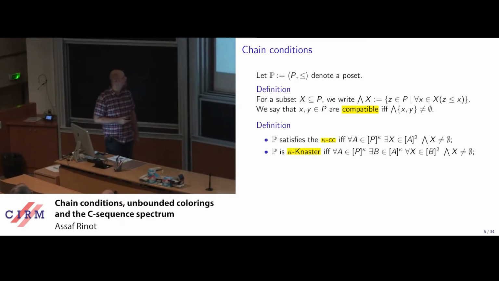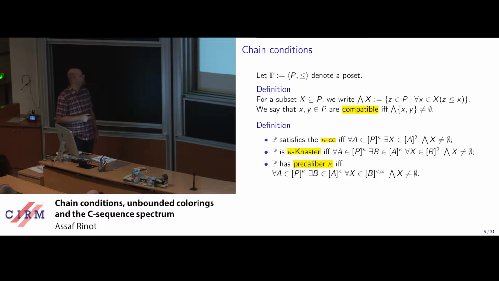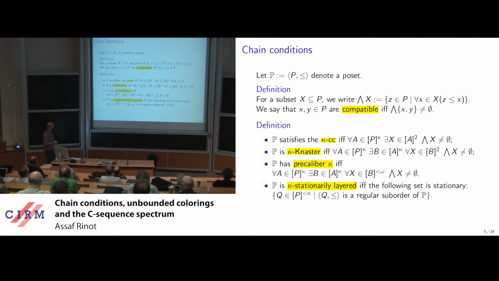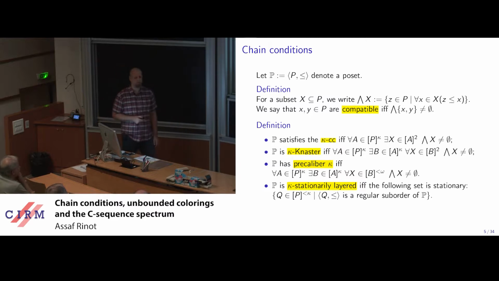Now something a little bit stronger, pre-caliber kappa. P has pre-caliber kappa if and only if, whenever you give me a subset A of size kappa of my poset, I can find a subset B of size kappa such that every finite subset of B has a meet. And finally, a stronger chain condition. This is due to Sean Cox, even though I guess it was implicitly defined by other people before that. P is said to be kappa-stationarily layered if and only if the set of all subsets of P of cardinality less than kappa forming a regular suborder of P is a stationary subset of the set of all subsets of P of size less than kappa. This is called stationarily layered.